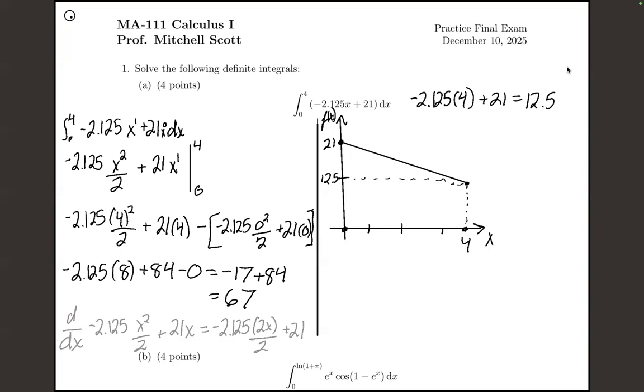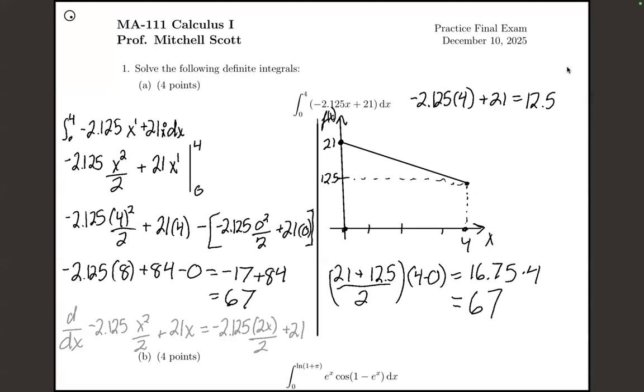So the height of a trapezoid is the average between the upper height and the lower height. So the upper height in our case is 21 and the lower height is 12.5, right? And we need to take the average of that. And then the base is the exact same as before. So it's going to be 4 minus 0. So this comes out to 16.75 times a width of 4, which again, if you forget the inverse power rule, you still end up with the fact that this is 67, just by viewing this as a signed area under the curve.